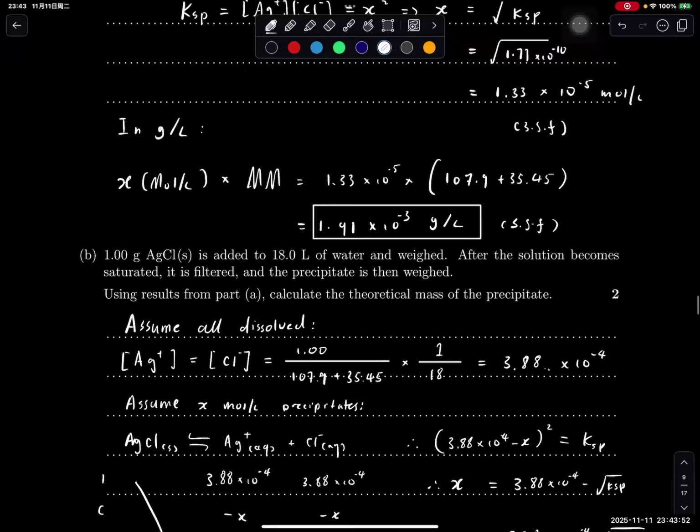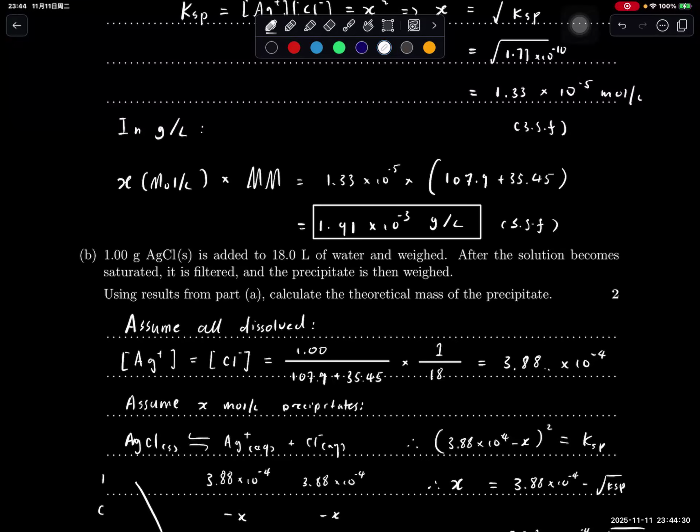Question B. 1 gram of silver chloride is added to 18 liters of water and weighed. After the solution became saturated, it is filtered and the precipitate is then weighed. Using the result from part A, calculate the theoretical mass of the precipitate. So the idea is we assume the 1 gram of silver chloride all dissolves in the 18 liters of water. And then we use that information to calculate the molar concentrations of silver and chloride if they're all dissolved. And then we're going to assume that x mole per liter of them precipitated out.